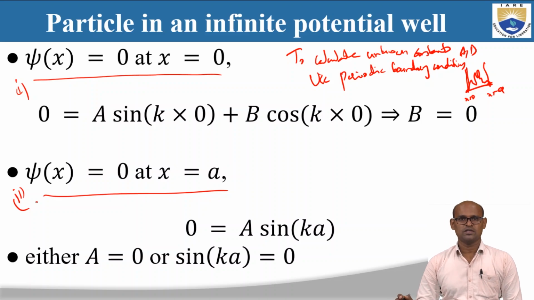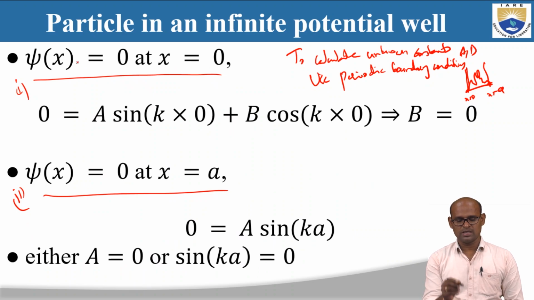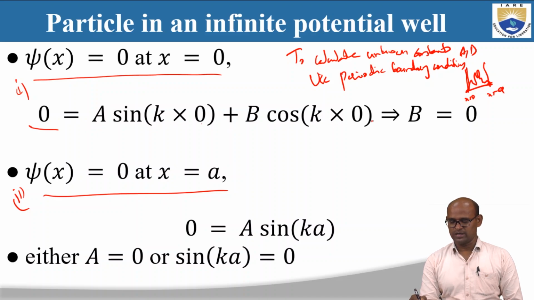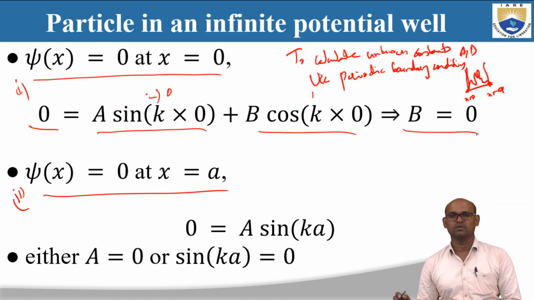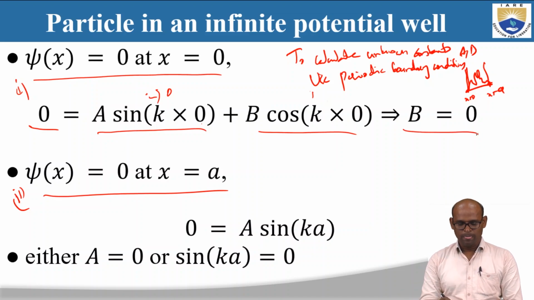We are going to apply the first boundary condition to this solution. When x is equal to 0, ψ(x) is equal to 0. That means 0 equals A sin(k times 0) plus B cos(k times 0). Sin 0 is 0 and cos 0 is 1, so B into 1 equals 0. That means B is equal to 0. Applying the second boundary condition, ψ(x) is equal to 0 at x equal to a.